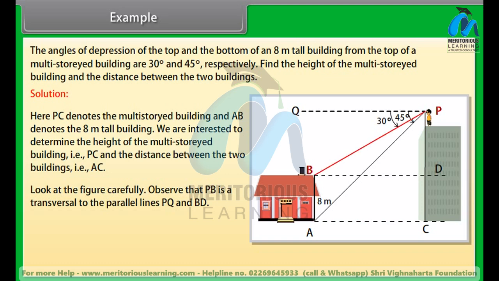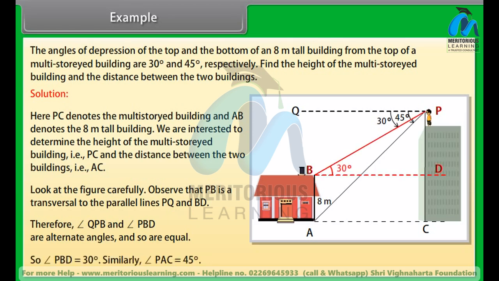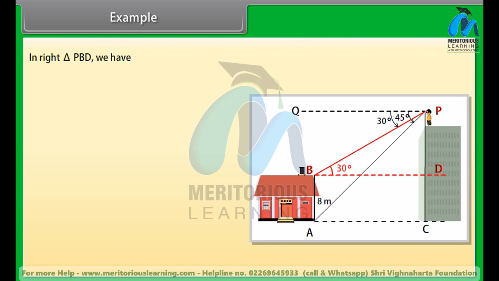Observe that PB is a transversal to the parallel lines PQ and BD. Therefore, angle QPB and angle PBD are alternate angles and so are equal. So, angle PBD is equal to 30 degree. Similarly, angle PAC is equal to 45 degree. In the right triangle PBD, we have PD upon DB equals tan 30 degree, which is equal to 1 upon square root 3, or BD is equal to PD square root 3.